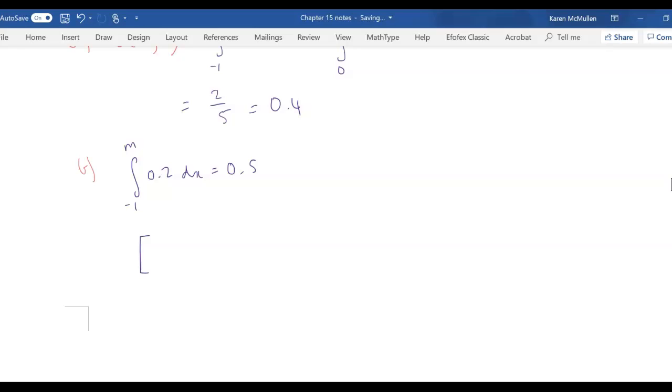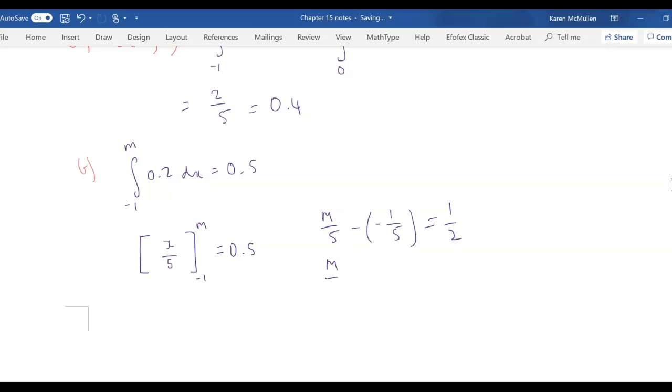So 0.2, if we were doing 0.2 as a fraction, it's 1/5. So that becomes 0.2 times x. So any constant, you just then multiply it by x. So this is going to become x on 5. So either 0.2x or 1/5 times x, which is the same as x on 5. From -1 to m equals 0.5. Okay, so then we've got m over 5 minus -1 over 5 equals 0. Whoa, let's put that as a half.